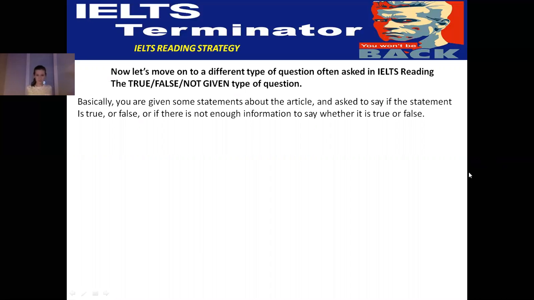Now we move on to a different type of question that's sometimes asked in IELTS, and that's true, false, and not given. And I have to tell you that sometimes these are insanely difficult, right? Like I've often said to you before, when you're not sure, you take a guess, because in this case, there's a 33 1/3% chance that your guess is right.